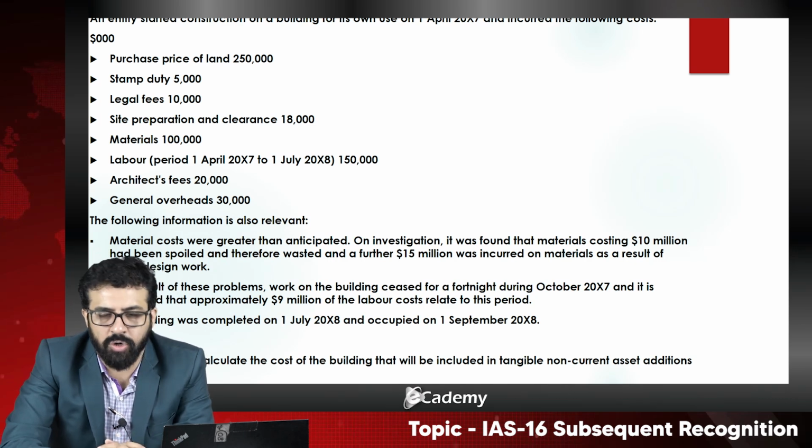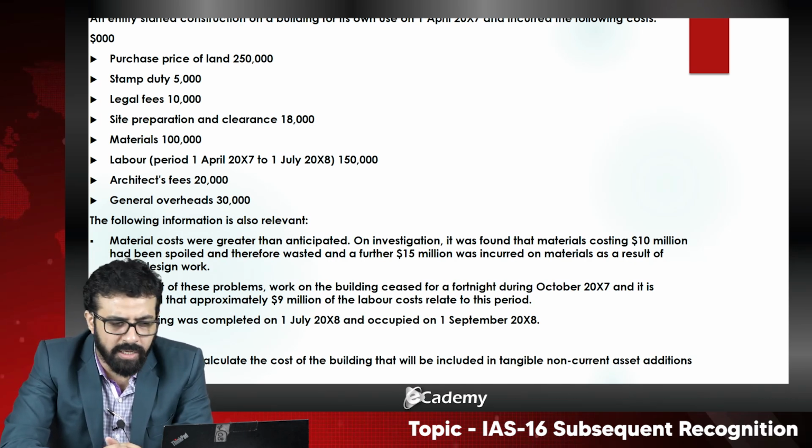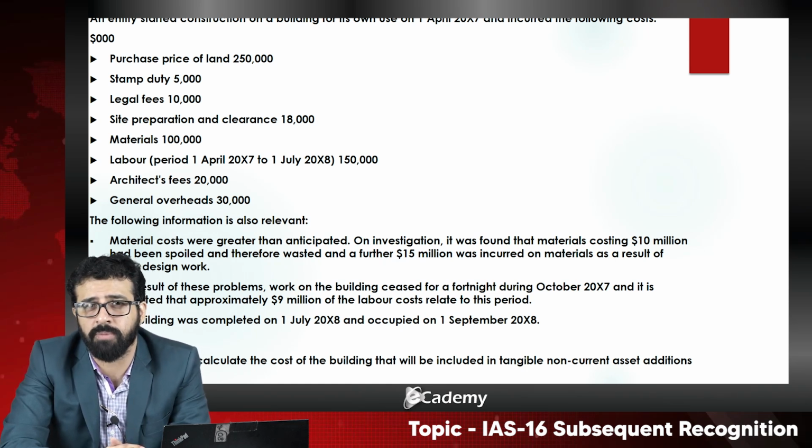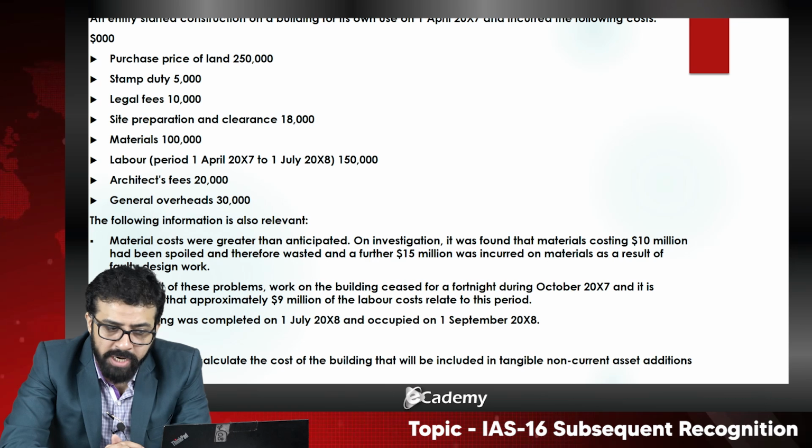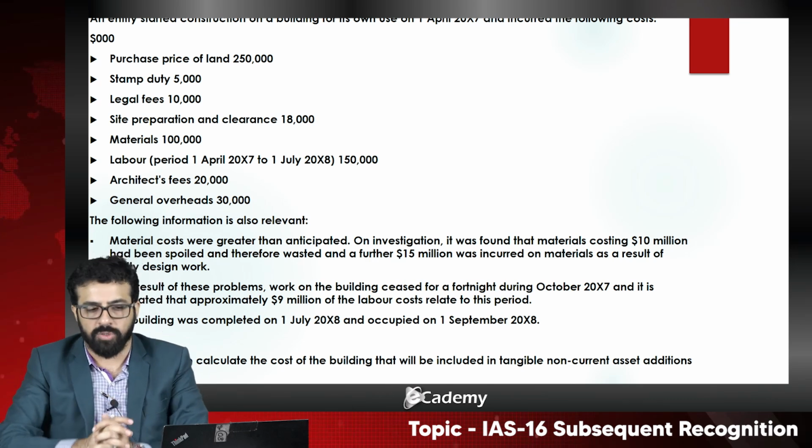The following information is also relevant. So the other information is the beauty of the ACCA examiner, and through the other information I often tell my students the examiner tries to modify the original data. So what is the other information? It tells you all about the material costs being greater than anticipated. This is all the story.